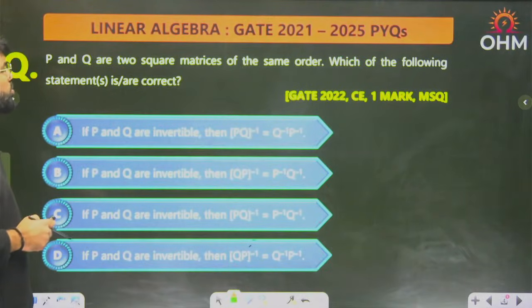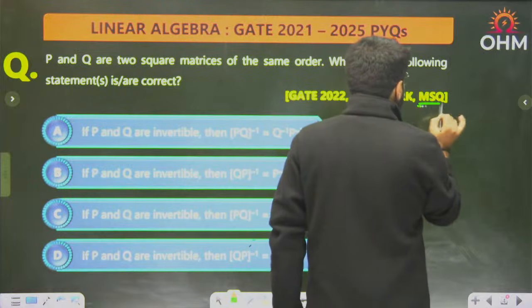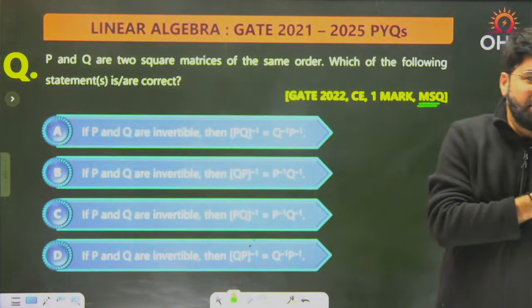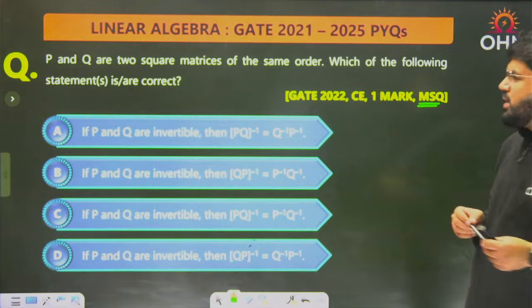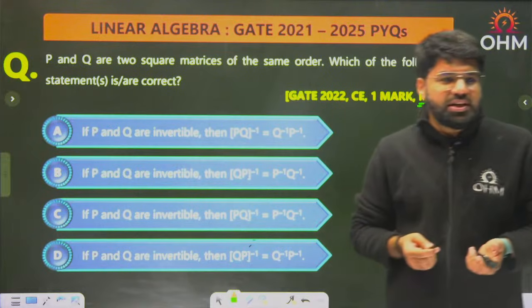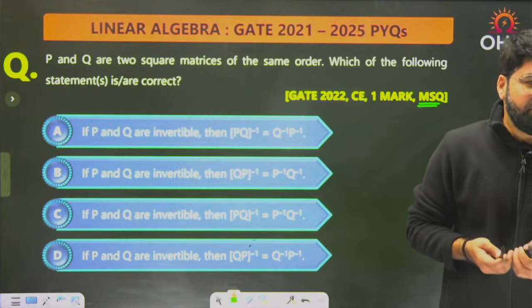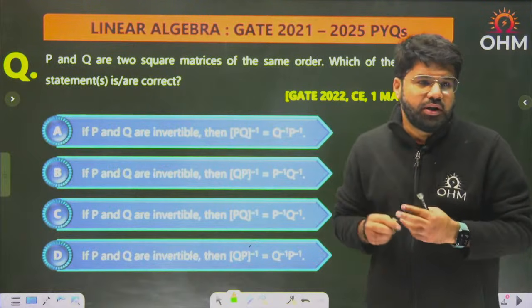Let P and Q be two square matrices of the same order. This is an MSQ question, 1 mark, a direct property question. The correct answer for the previous one was B. If P and Q are invertible, what is invertibility? A matrix is invertible if its inverse exists, and the inverse exists if determinant A is not equal to 0.